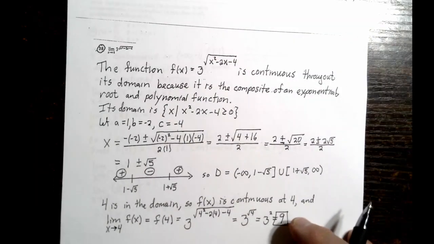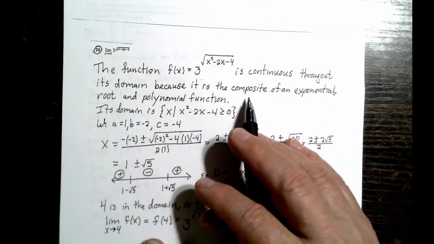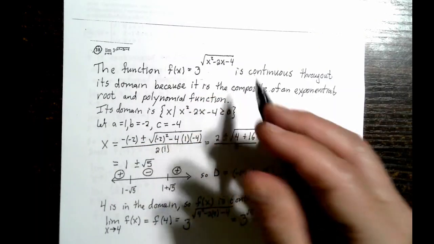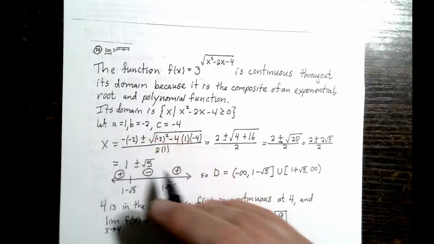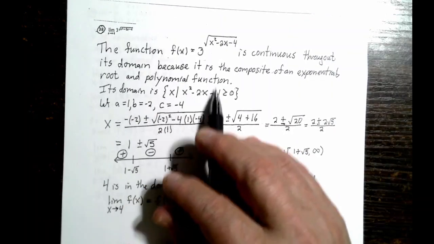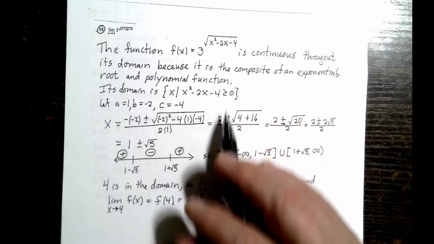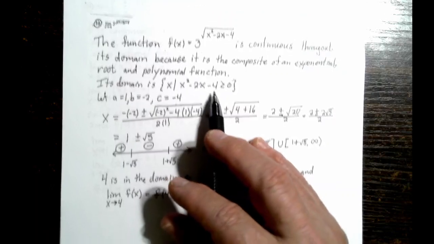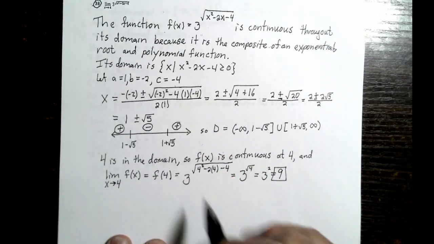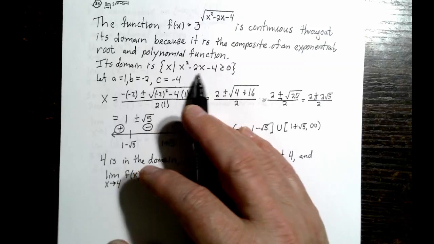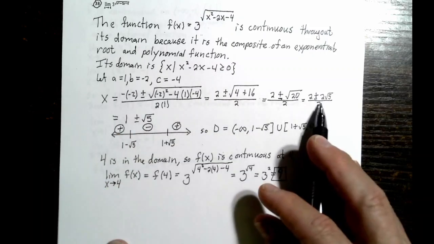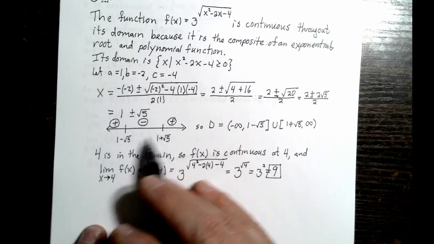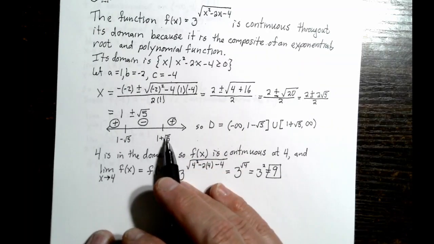Alright, this function is a continuous function throughout its domain because it's a composite of an exponential and a polynomial function and a root function. So its domain is everywhere where this guy is greater than or equal to 0. Now where is that? Well, you've got to find out places where this equals 0 and divide up your number line like we did earlier. If you plug in 1, negative 2, negative 4 for your a, b, and c, you get 1 plus or minus root 5. So divide up your number line with those two numbers.